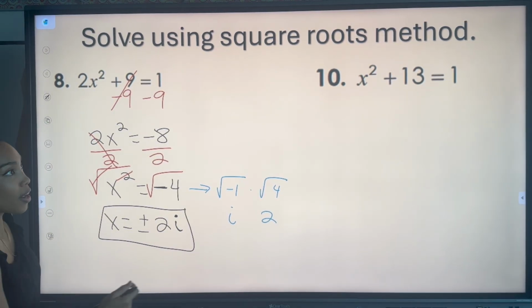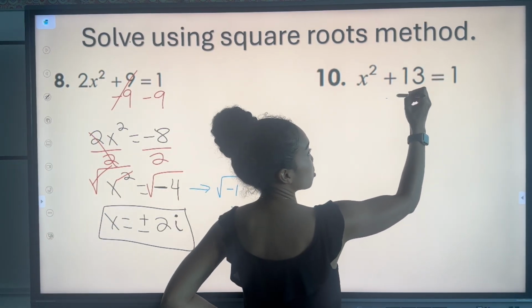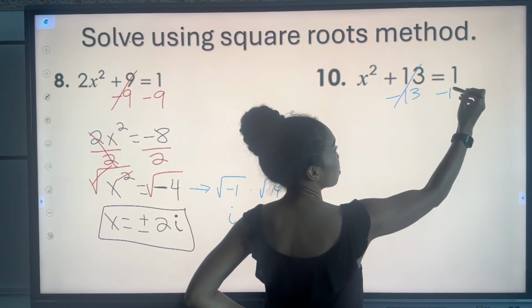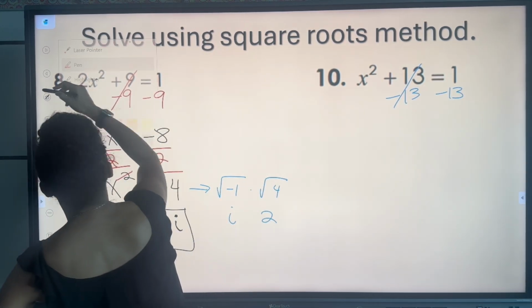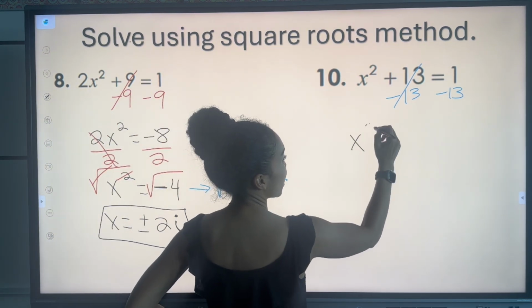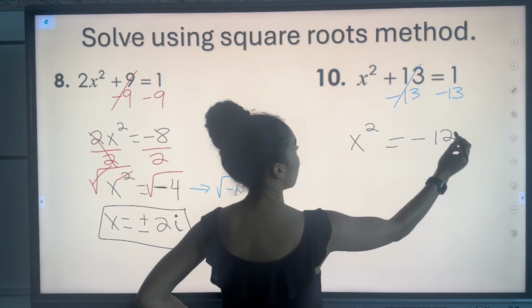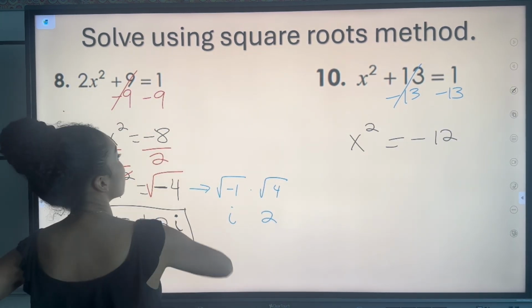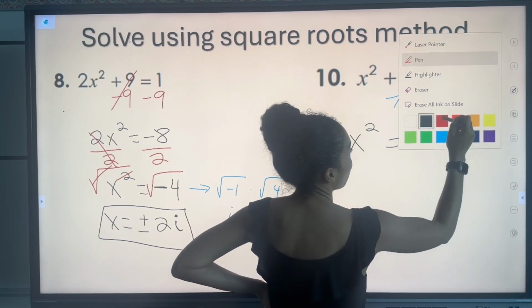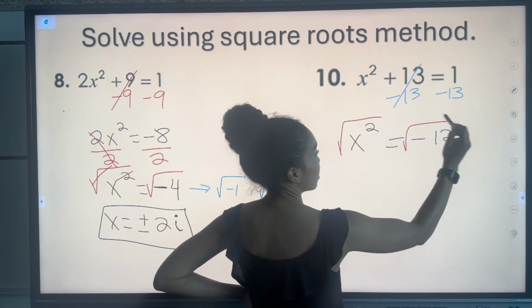Okay? All right, let's try this one. You're going to subtract 13 from both sides. You're left with x squared equals negative 12. Now we're going to take the square root of both sides.